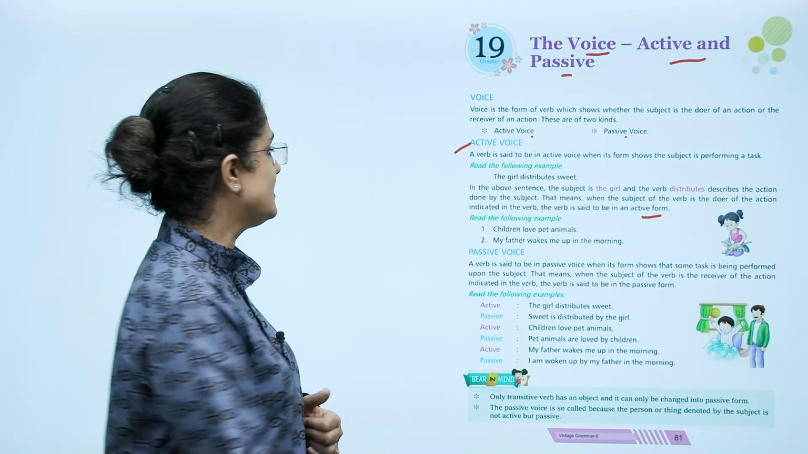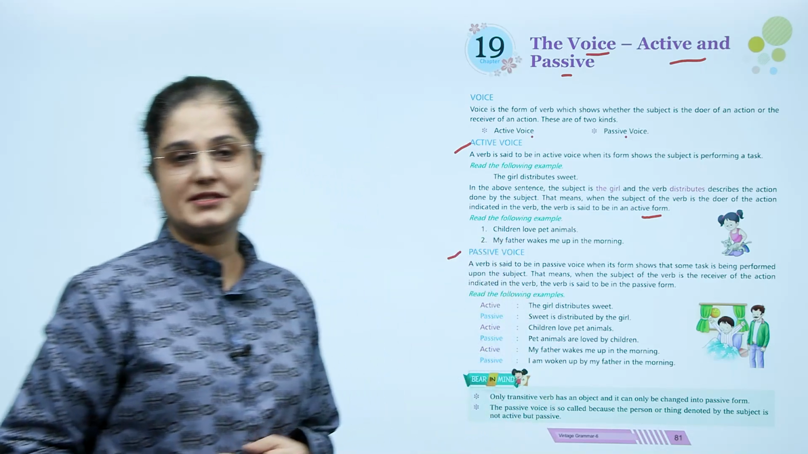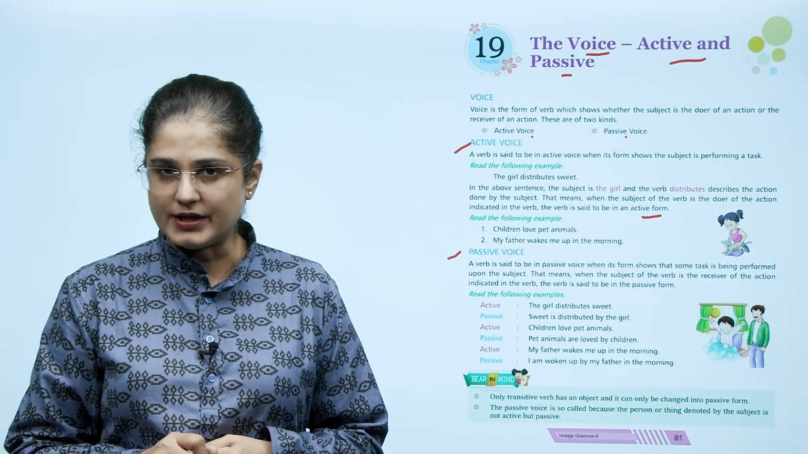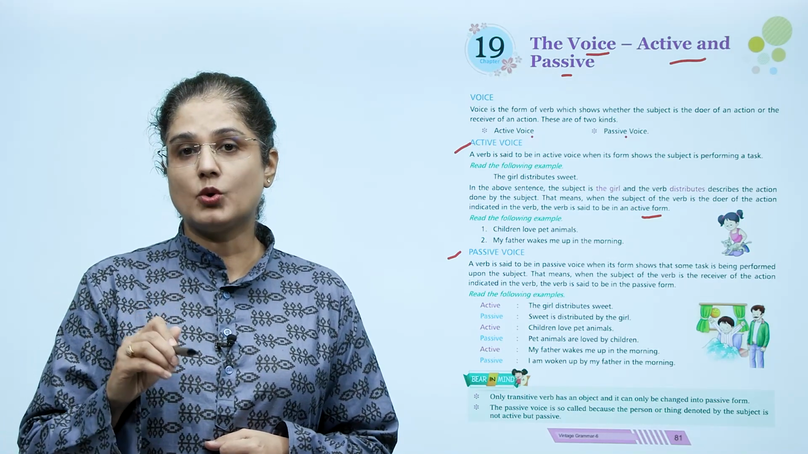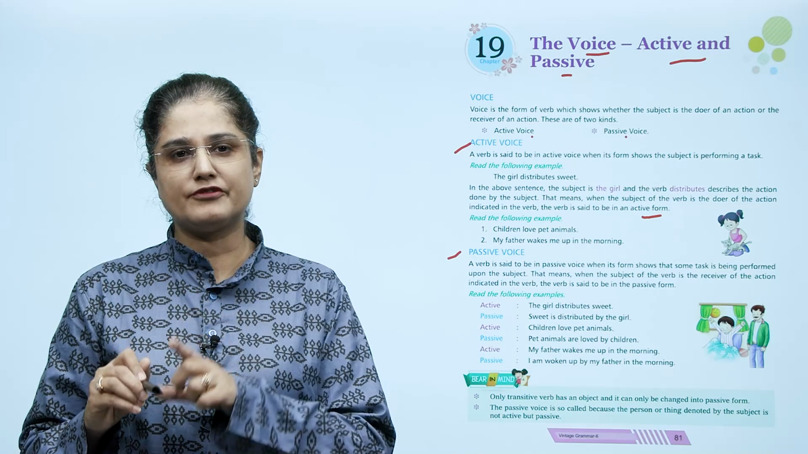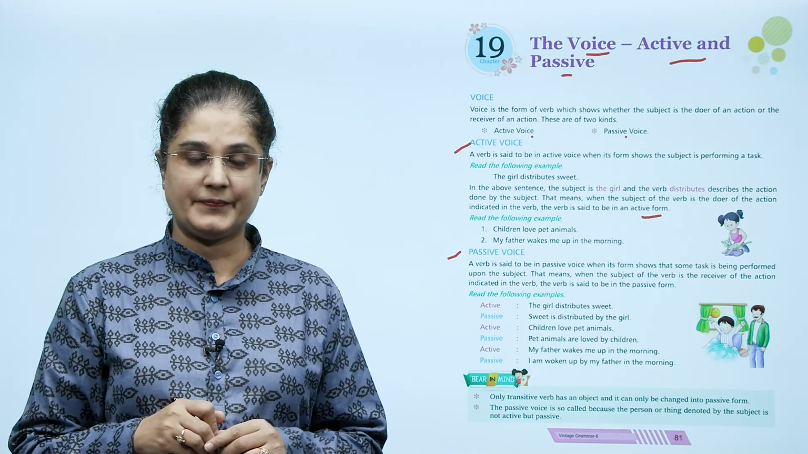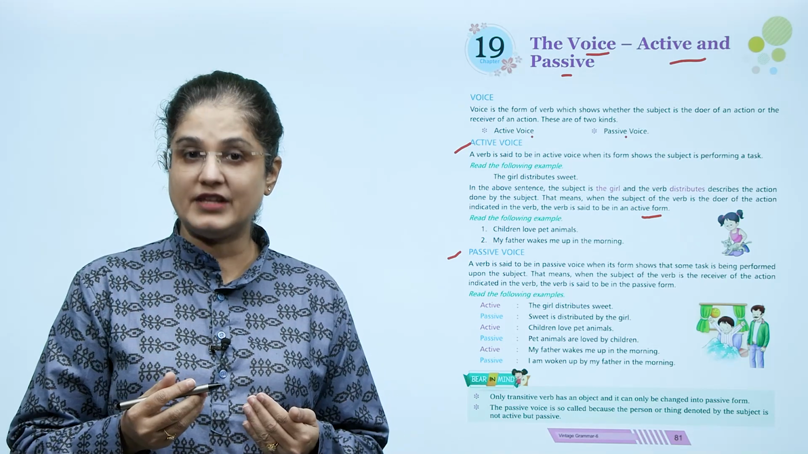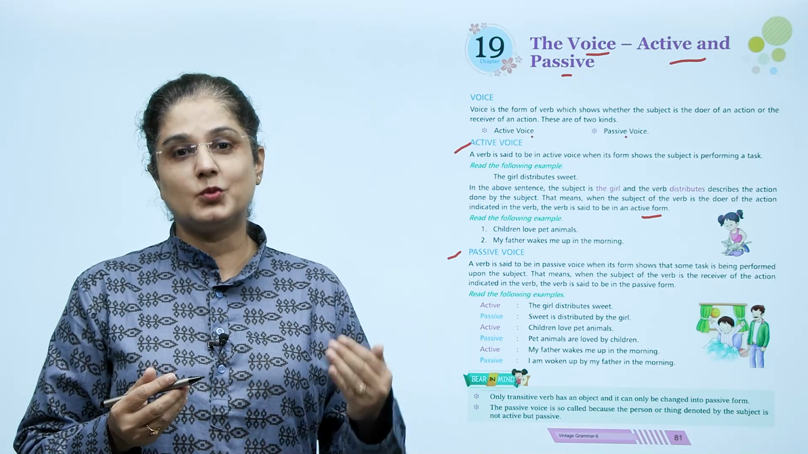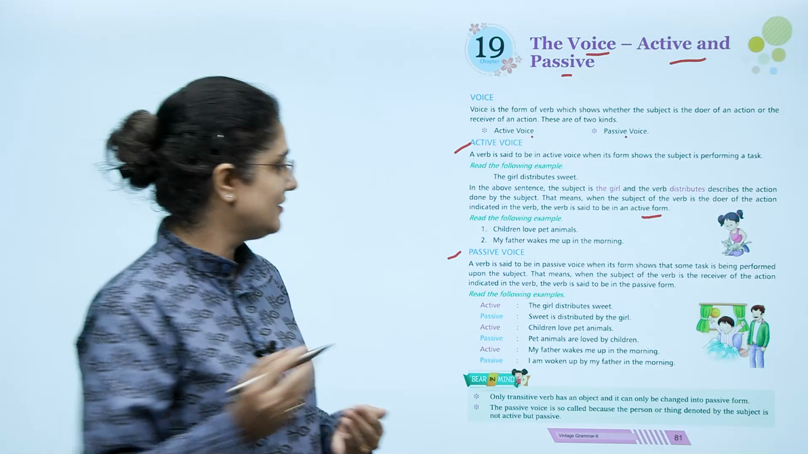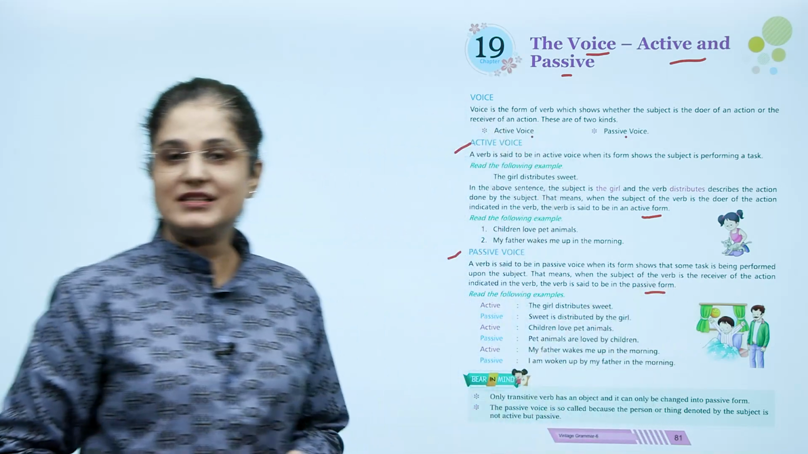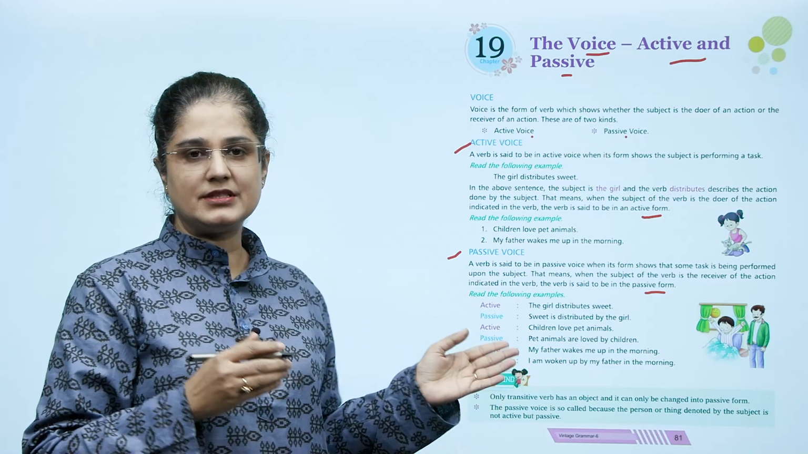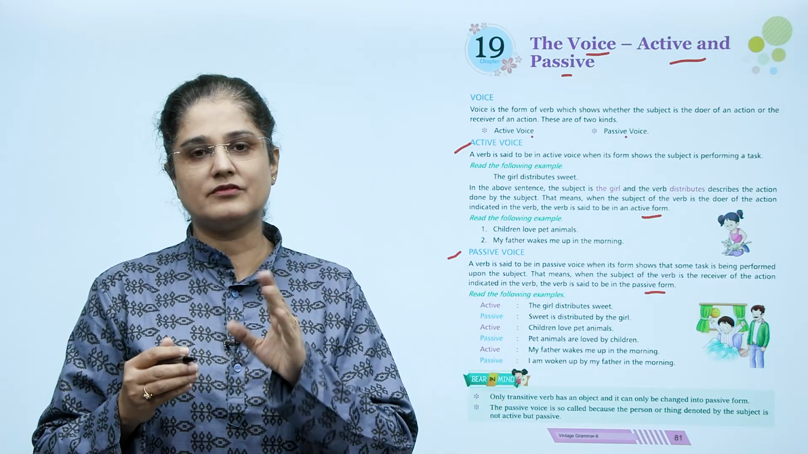Let us now look at passive voice. A verb is said to be in passive voice when its form shows that some task is being performed upon the subject. That means when the subject of the verb is the receiver of the action indicated in the verb, it is said to be in the passive form.